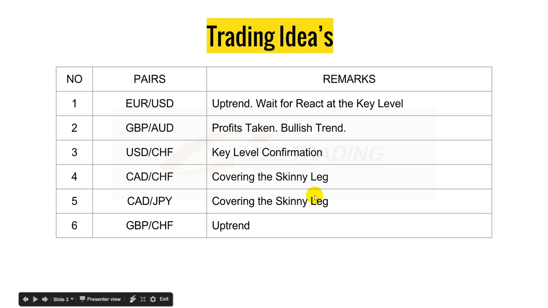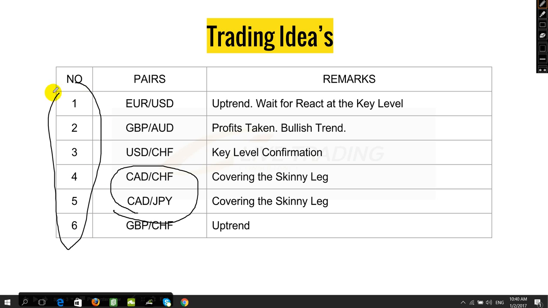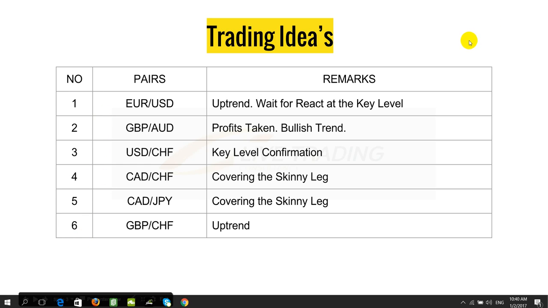Okay. And for today, I'm going to explain about 6 currency pairs: EUR/USD, GBP/AUD, GBP/Swiss franc, USD/Swiss franc, CAD/Swiss franc, and CAD/yen. So those who have attended my intermediate, I think these two are for you guys. Price action traders, I think all 6 are for you guys. Okay, I'm going to analyze the charts now.